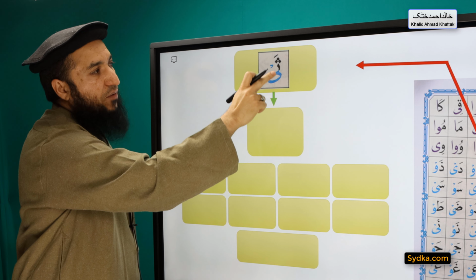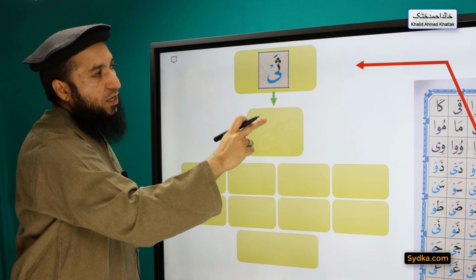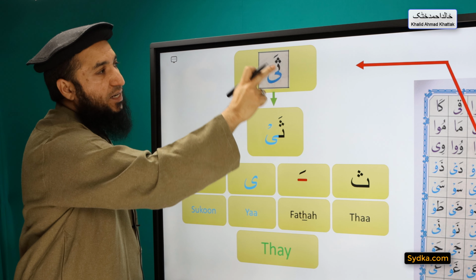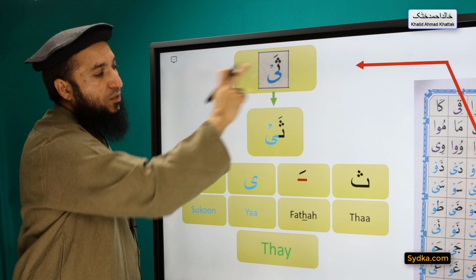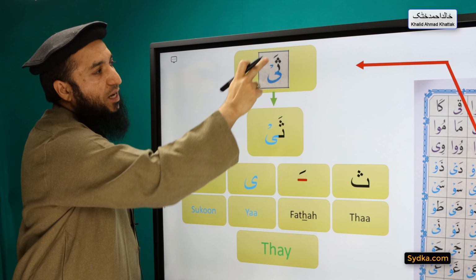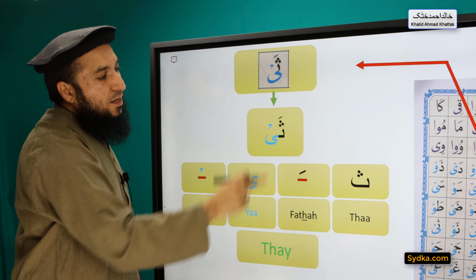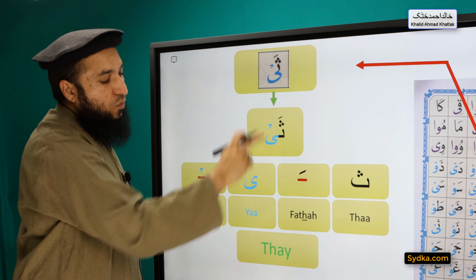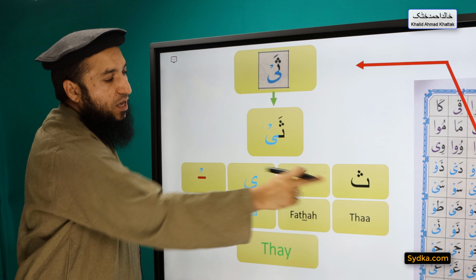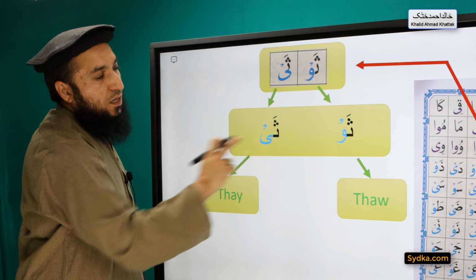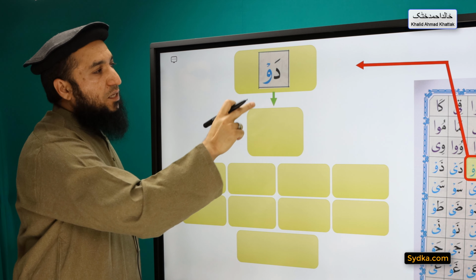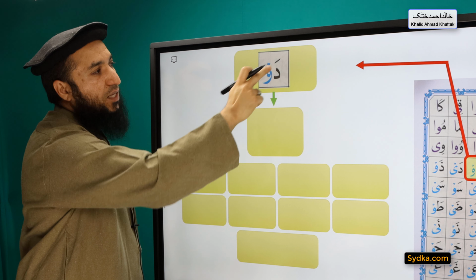The next syllable we have is tha fatha ya sukoon, thay. Tha is a light letter, it has fatha on top of it, it is followed by ya, and ya has a sukoon. Tha fatha ya sukoon, thay. Now we have both of them. Thaw, thay. Thaw, thay.